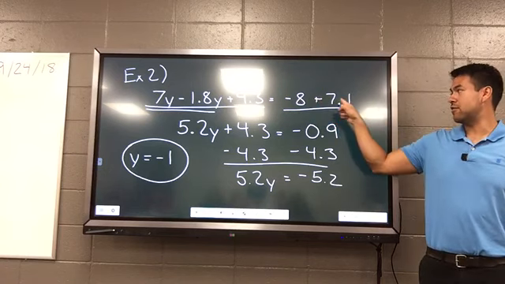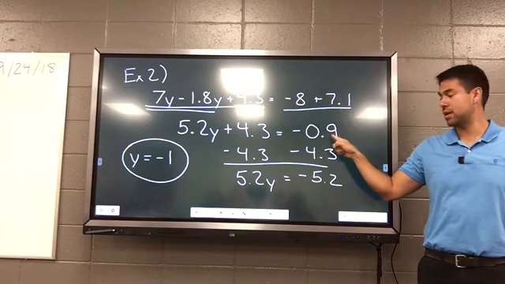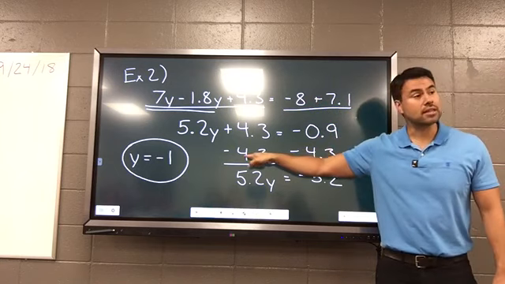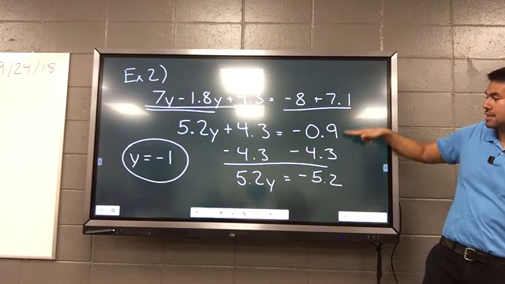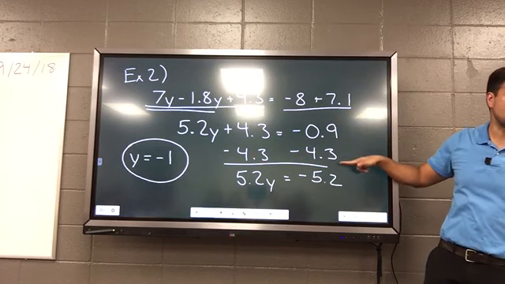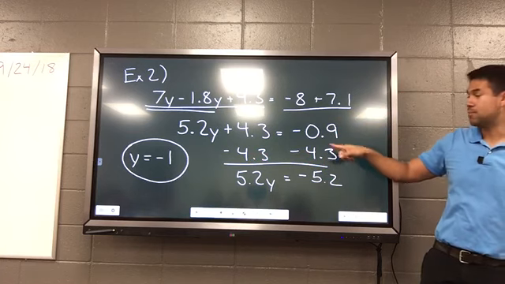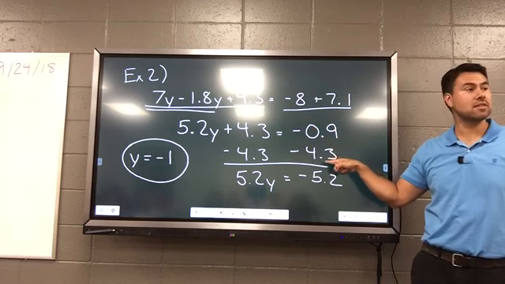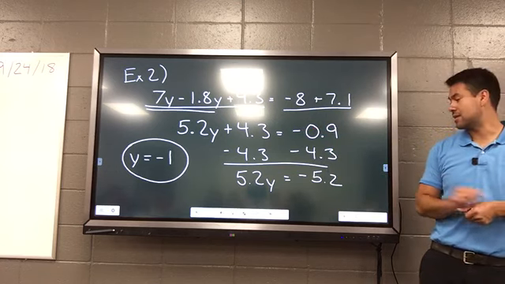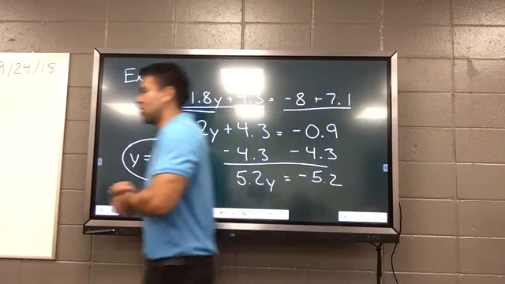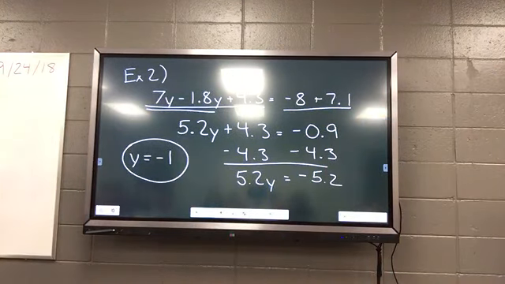So did you get negative 8 plus 7.1 is negative 0.9? Okay. And then you subtracted 4.3. So this problem right here, it's actually just adding the two negatives together. It's a negative minus a positive. You're adding two negatives, yeah. So you get negative 5.2. Yes, sir. So I plugged it back in.